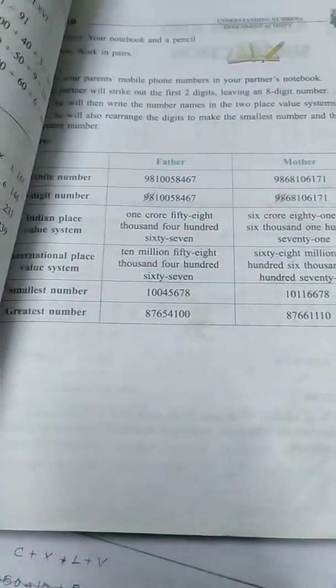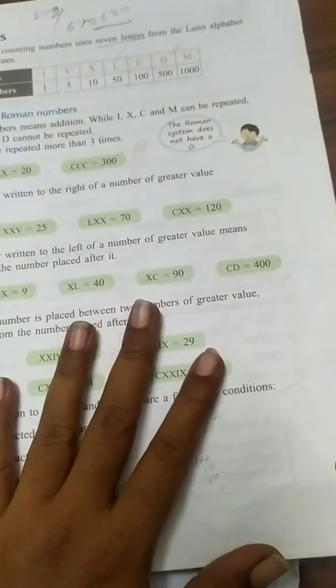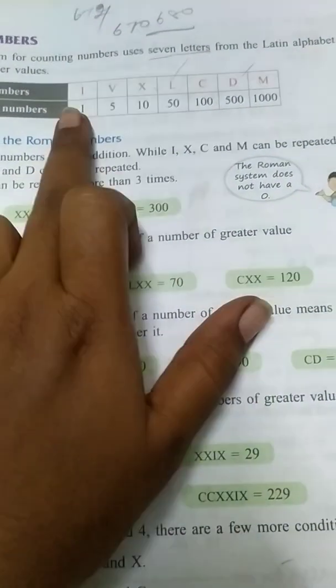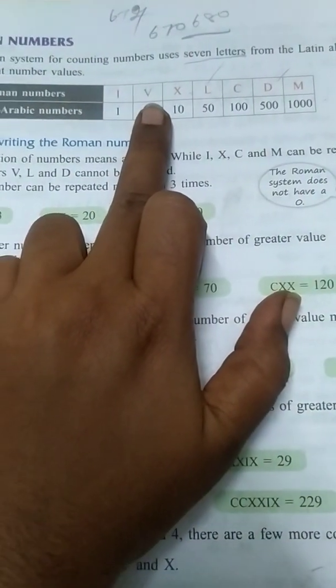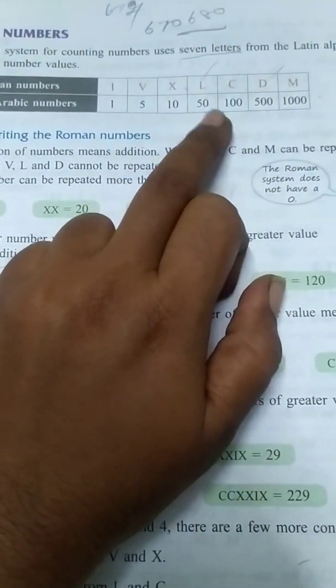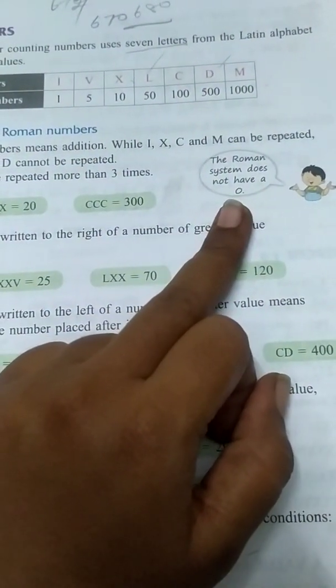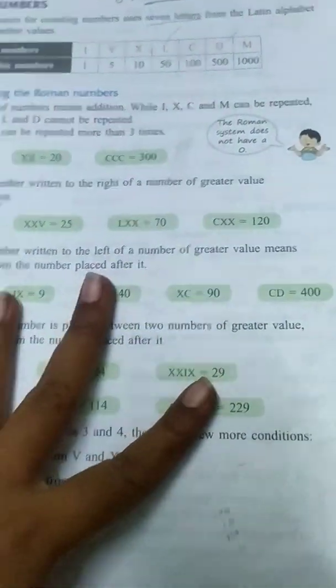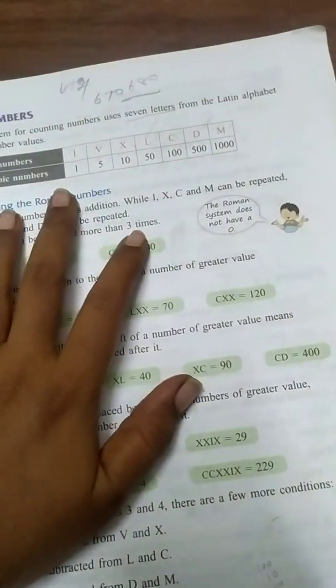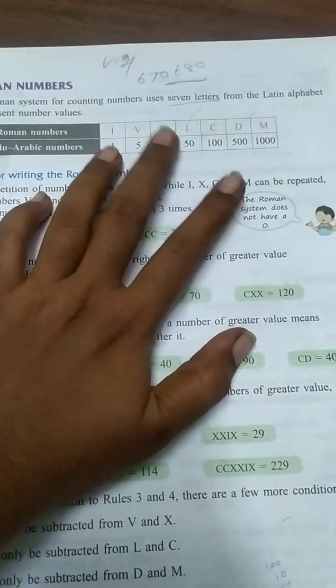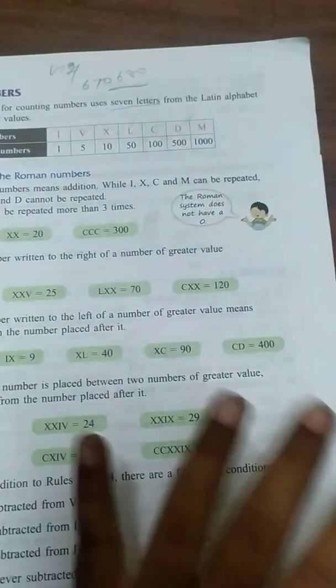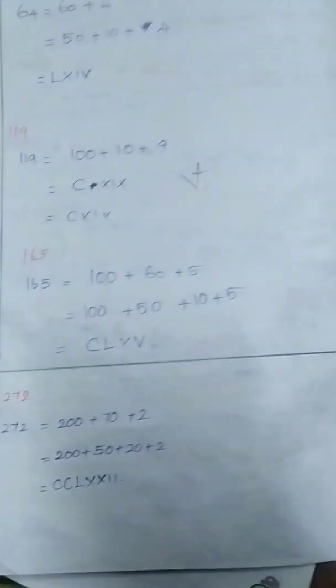Roman numbers. I already asked you to memorize the Roman numeral table. Do you all remember it? See, 1 means I, 5 means V. 10 means X, 50 means L, 100 means C, 500 means D, and 1,000 means M. Important thing is C means 100, L means 50, X means 10. This is very important.